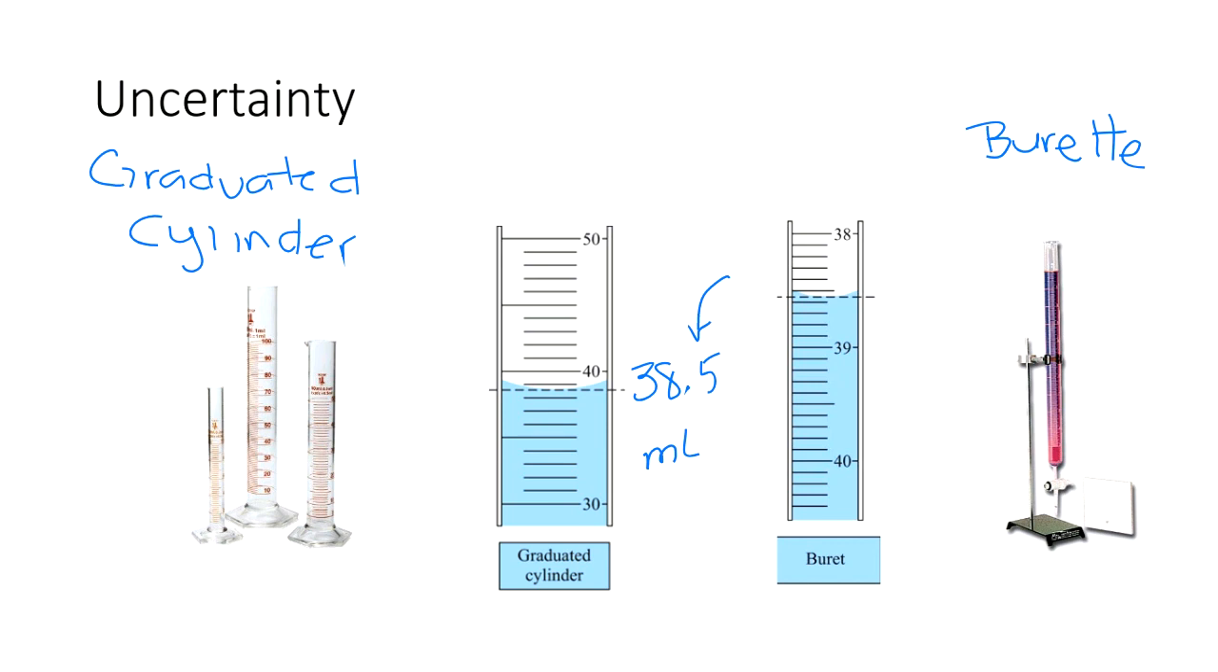Now let's take this instrument right here. In this instrument, if you see, there are several differences, right? Even if this is a 50 milliliter burette, I think so. First, the scale is not the same. In the graduated cylinder, the scale was every 10 milliliters, right? Now in the burette, the scale is every milliliter. It goes from 38 to 39. So we are decreasing the uncertainty by increasing the divisions here, right?